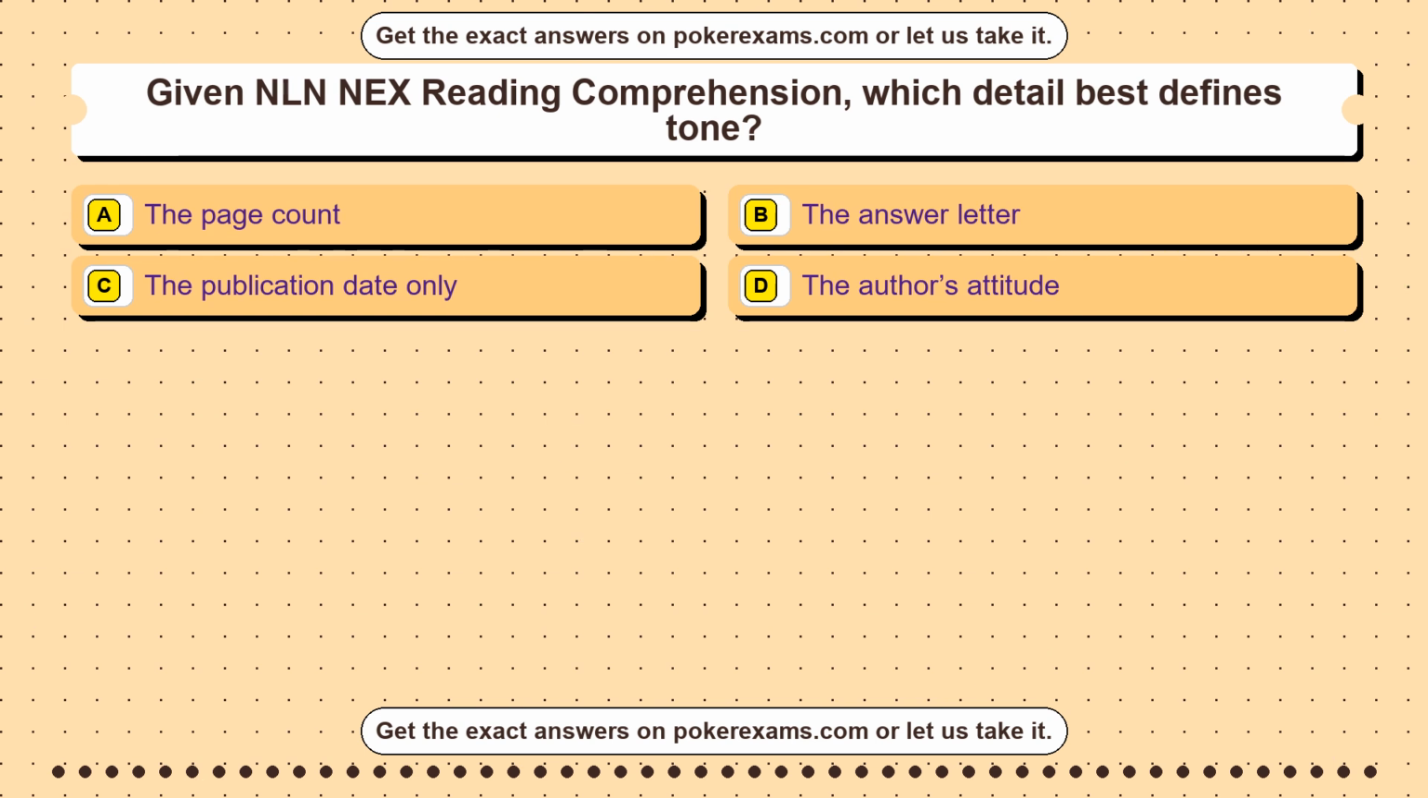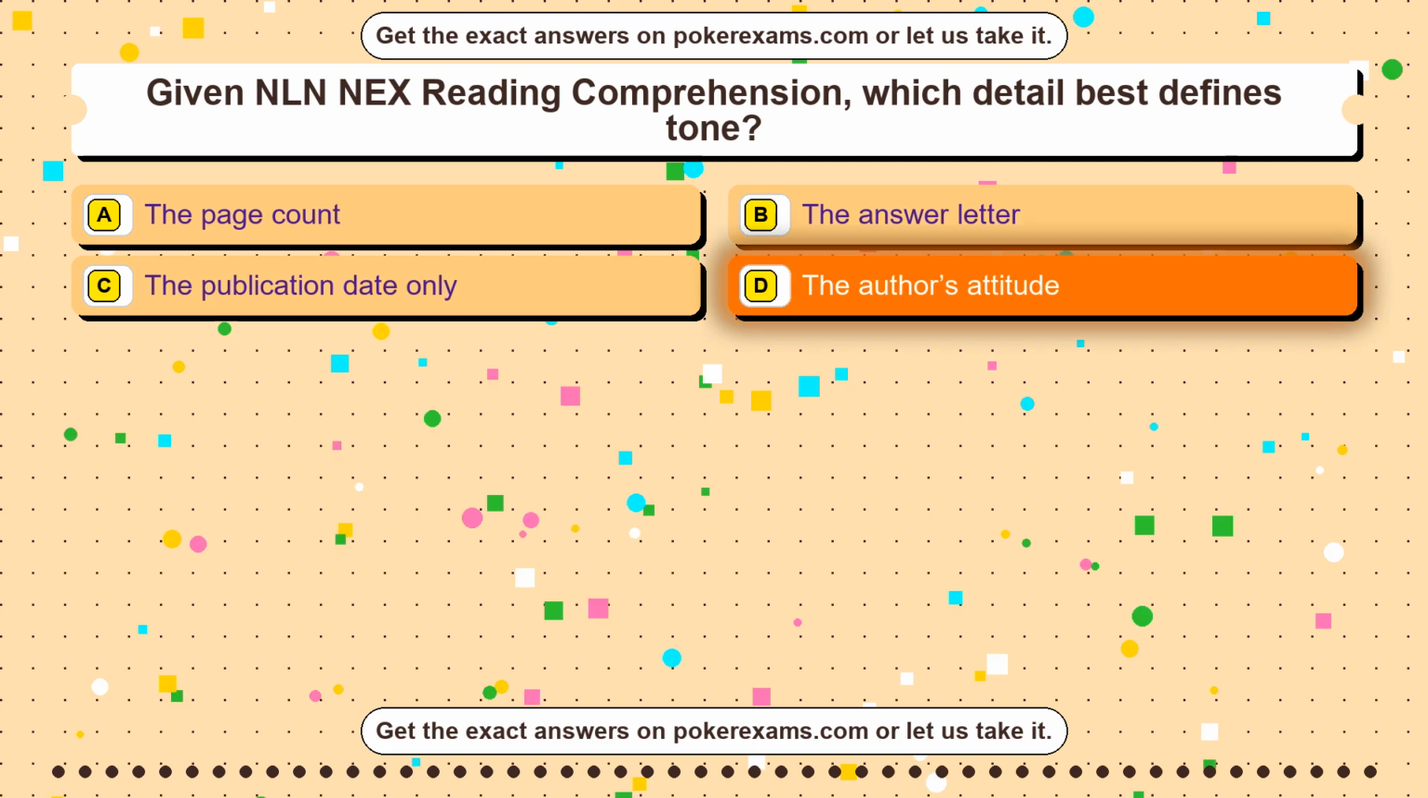Question 38. Given GED probability practice, which social studies skill checks whether a source can be trusted? Option A, solving equations. Option B, balancing reactions. Option C, finding area. Option D, evaluating credibility. The correct answer is option D. Evaluating credibility.